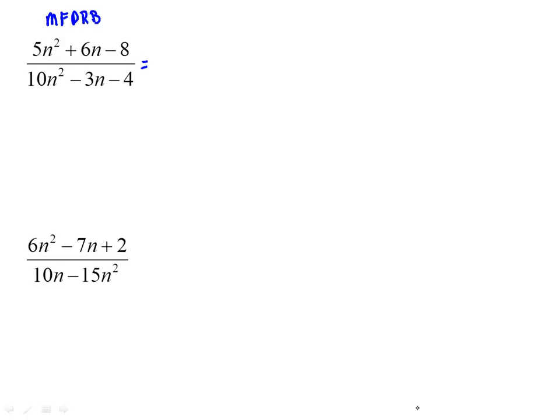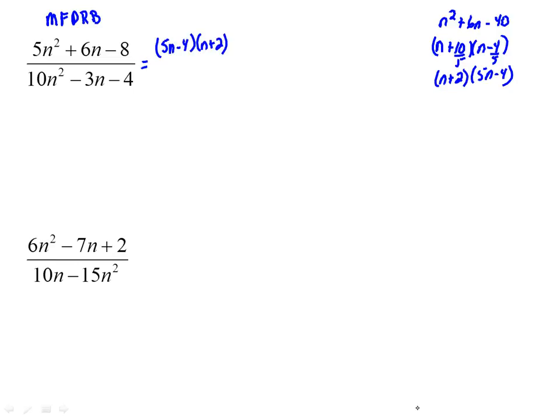So we're going to have on top n squared plus 6n minus 40. And then when you factor those two, you're going to have n plus 10 and n minus 4. But then you got to turn around and divide that 5 back out. So here you're going to have n plus 2. And here this won't reduce, so you'll have 5n minus 4. So we have 5n minus 4 times n plus 2, or vice versa, it doesn't matter.